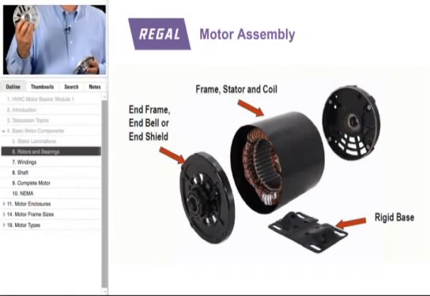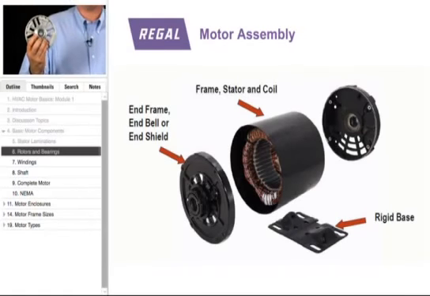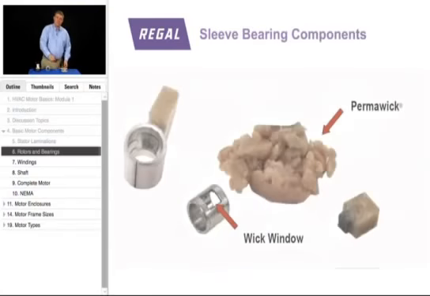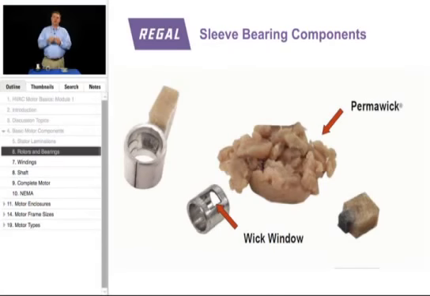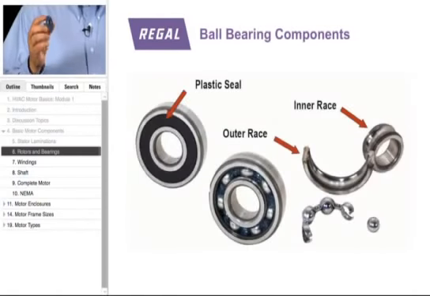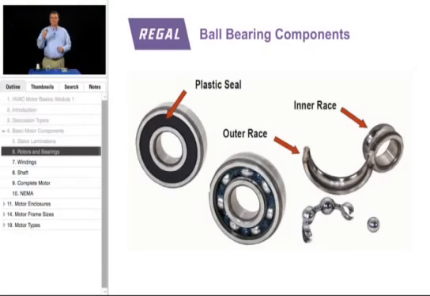And within these end brackets or end shields will be the bearing system. We use two types of bearing systems in HVACR motors. Sleeve bearing components that have a wicking material that puts a thin sheet of oil on the shaft to allow the motor to turn. Or a ball bearing motor. We use these when there are more radial or axial loads against the shaft that help the motor turn without binding up.